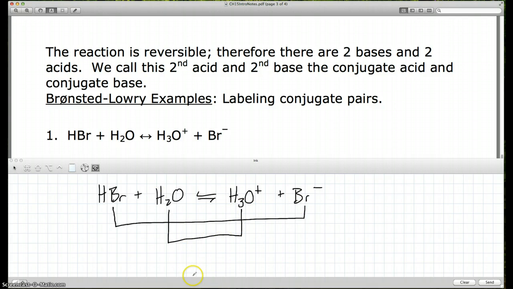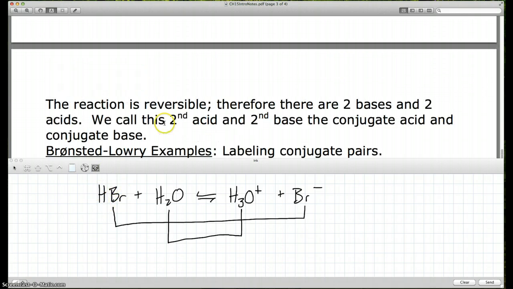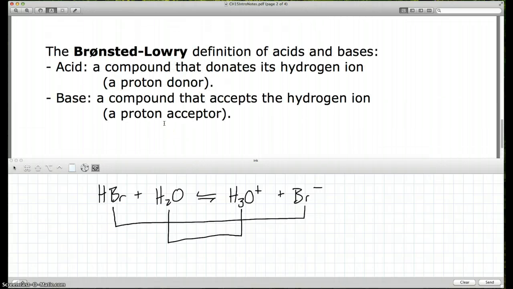Now I've got to figure out which one's the acid, which one's the base. Well, if I look at the left, your acid and your base are always going to be reactants on the left side of the arrows. So if I look at HBr here, I'm going to go back to my definition, an acid is something that gives away an H plus, gives away a proton. Proton, H plus, hydrogen ion, those are all terms that we use interchangeably.